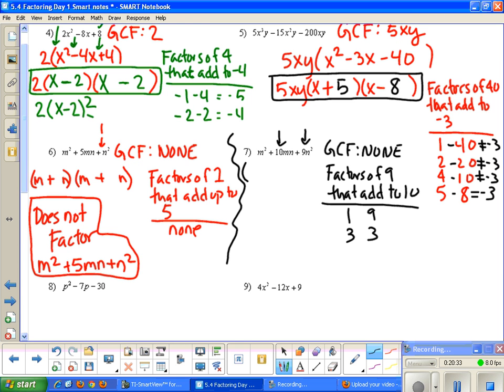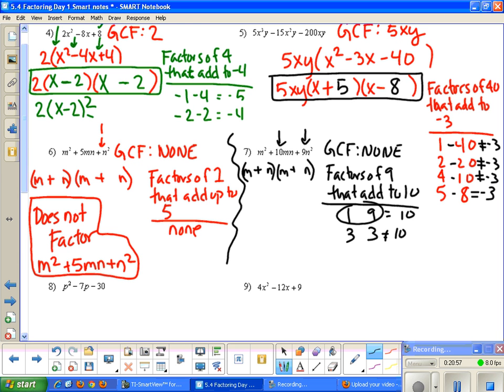So if I set up my two sets of parentheses here, both signs are positive, so both signs are going to be plus here. I have an m here and here, and since I have an n squared on the outside, I also need an n there and there. Since both of these are positive, 1 plus 9 is 10, so I know this is my answer, and I can stop there. 3 and 3 would give you 9, which is not 10.